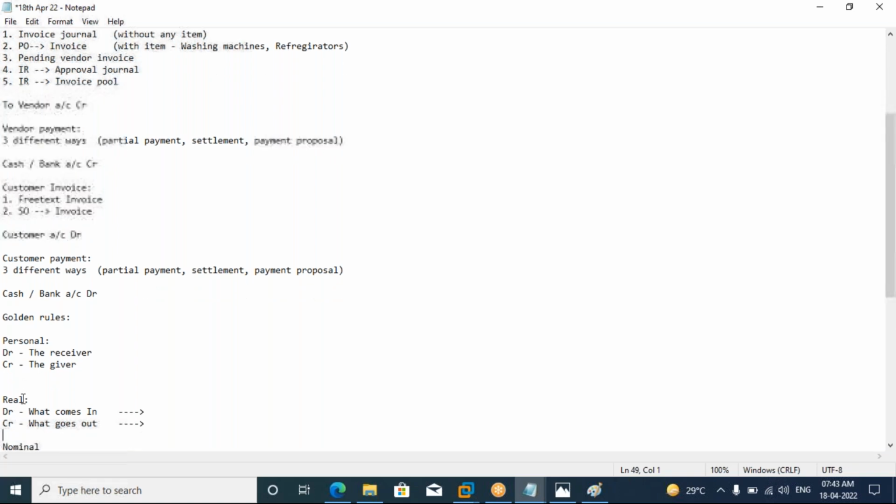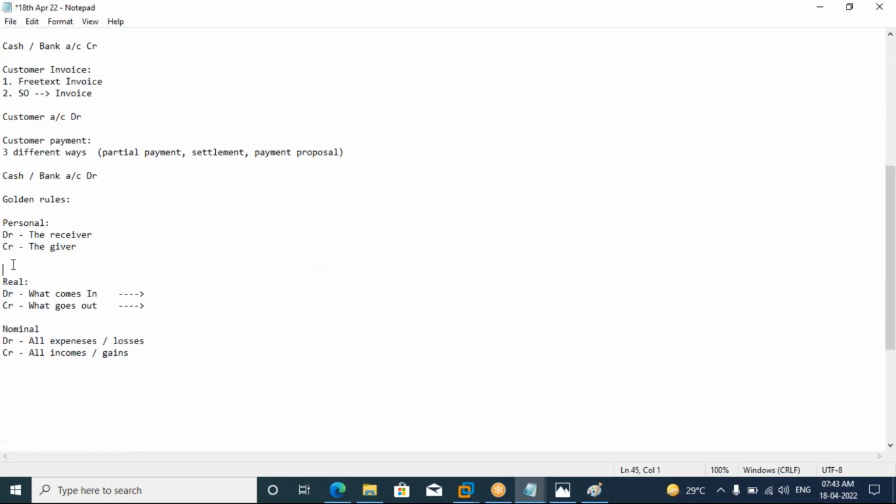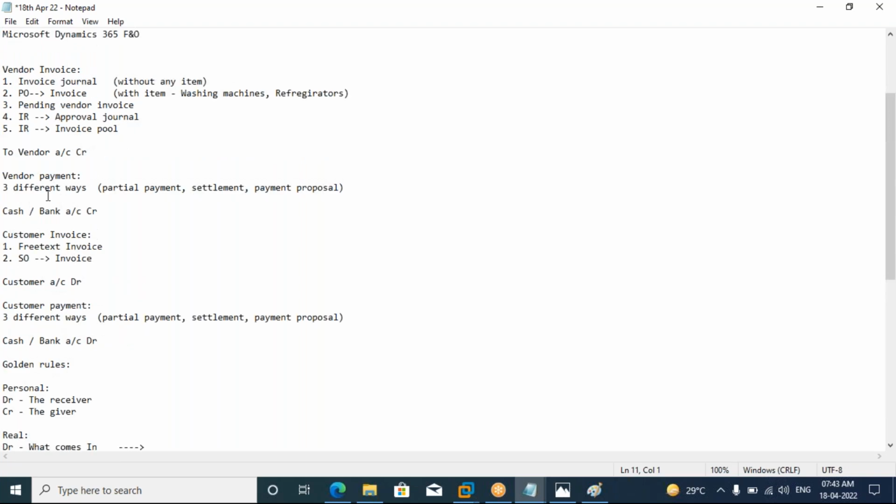The first one, personal account, has been applied, and real account has been applied. Next, nominal. All expenses are debit. So whenever you are purchasing expenses, here, purchase expenses are debited.